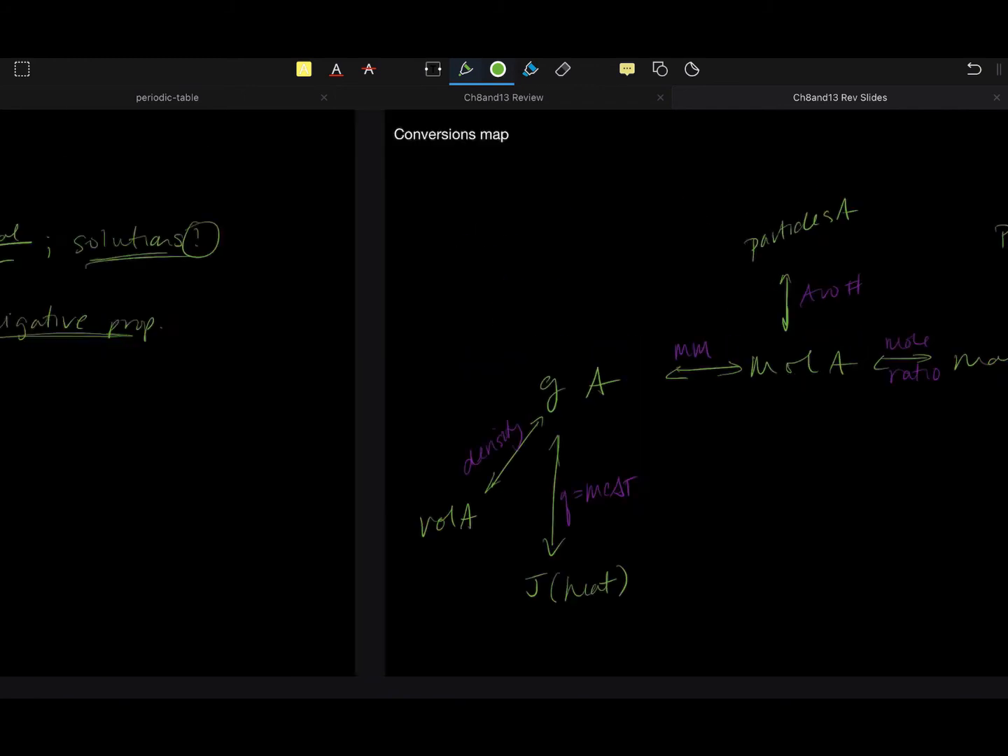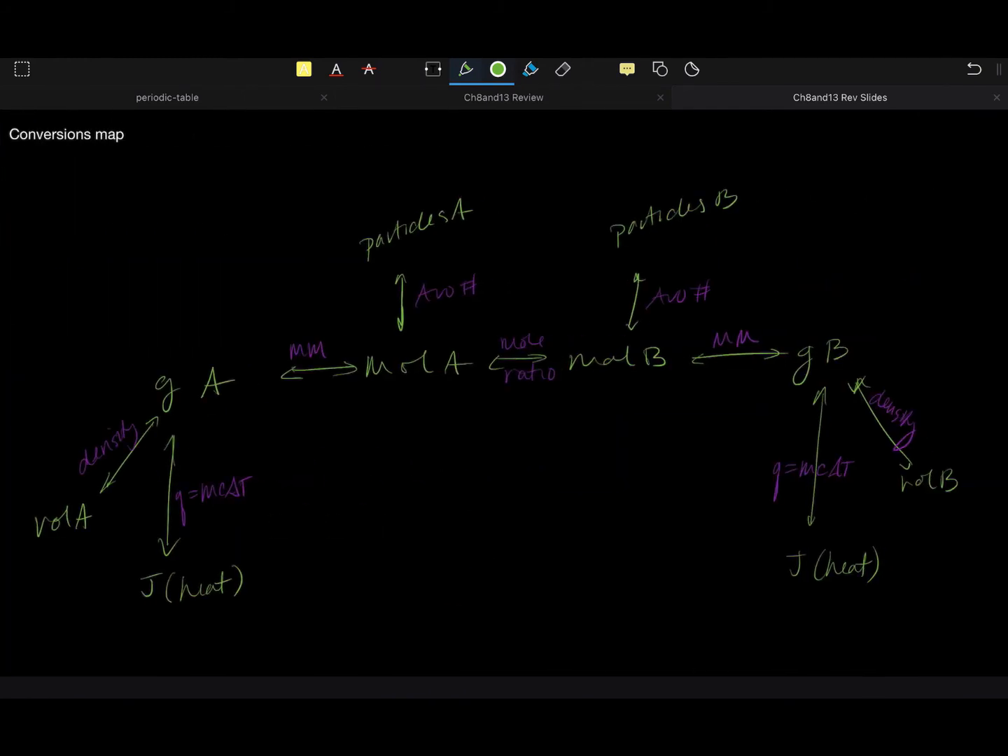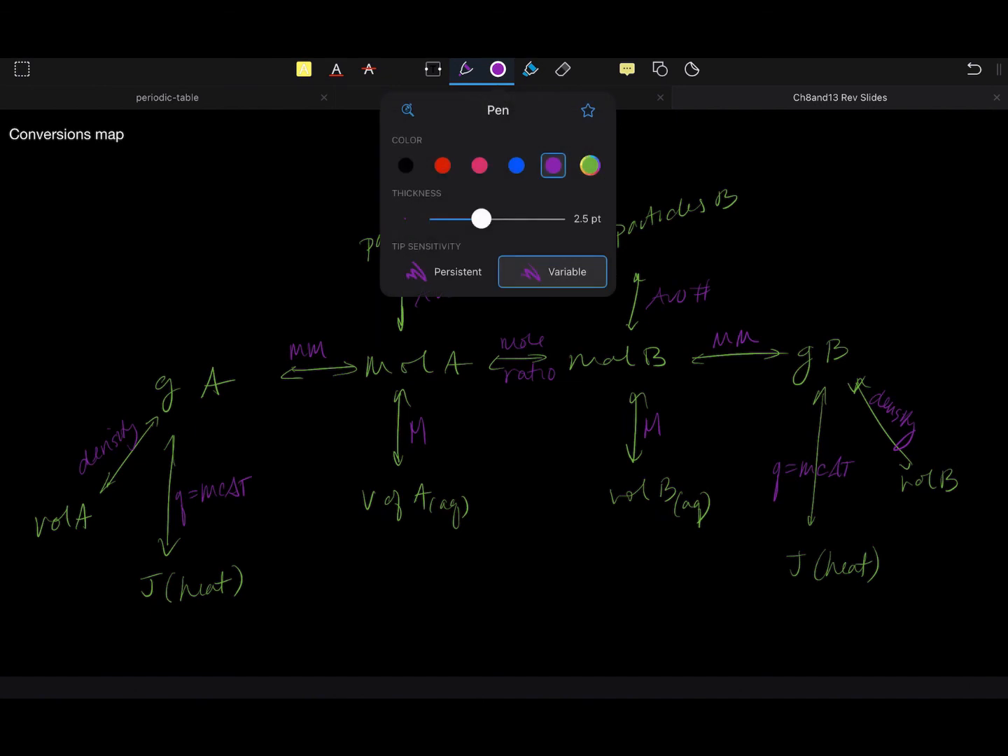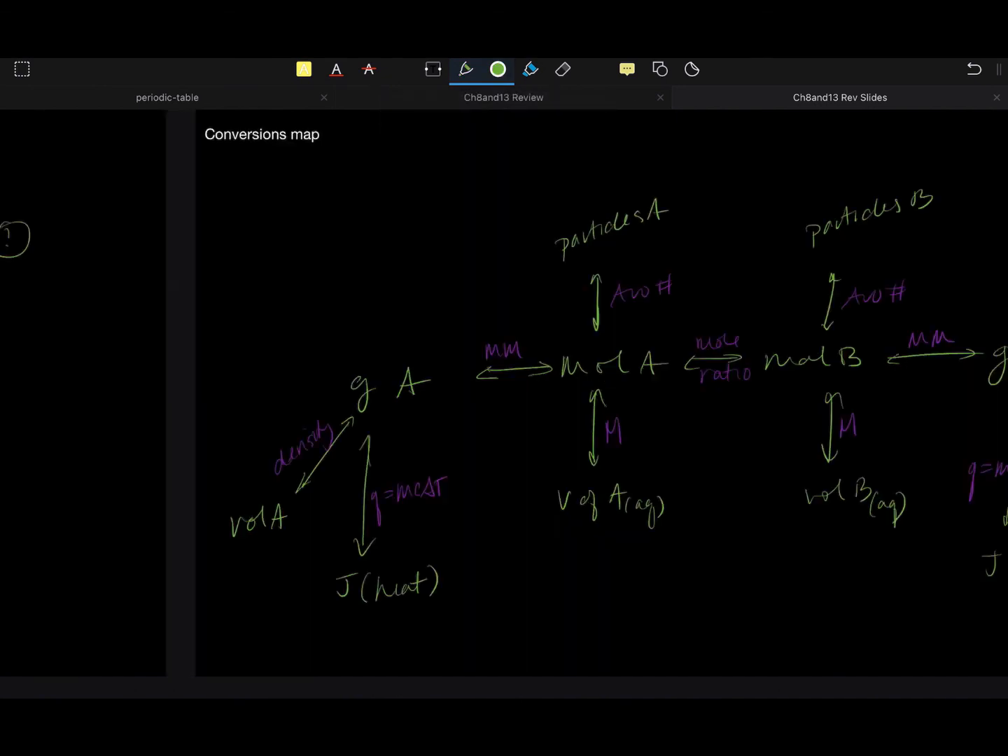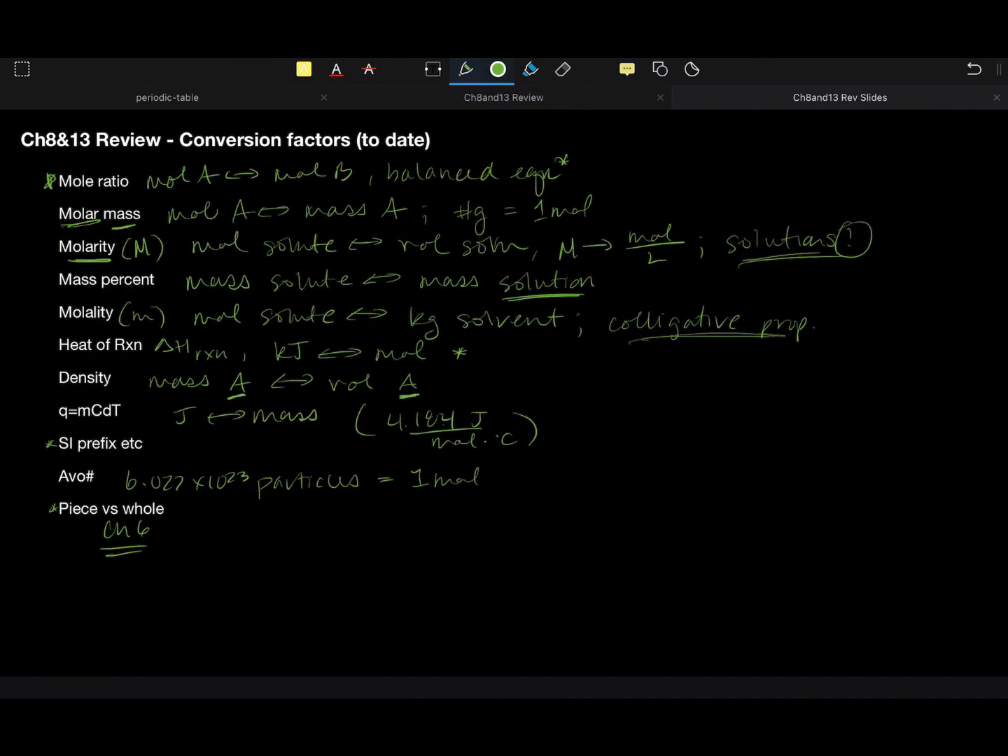We've got molarity, right? So off of moles, we can also do molarity. So we could talk about volume of A, if A is a solution, or volume of B when B is an aqueous solution, and if we had the respective molarity of each. And let's see what else we've got that we haven't used yet.